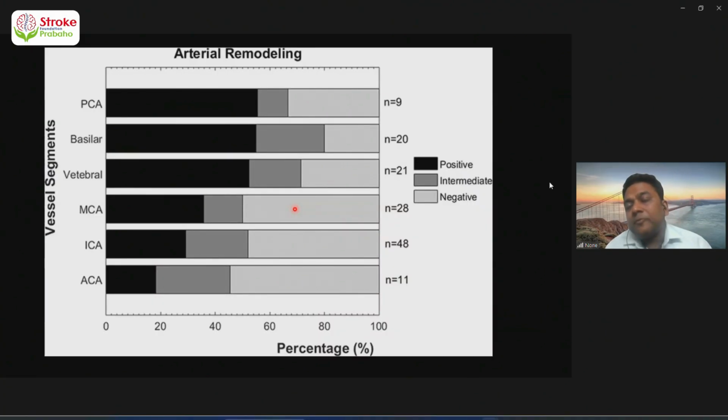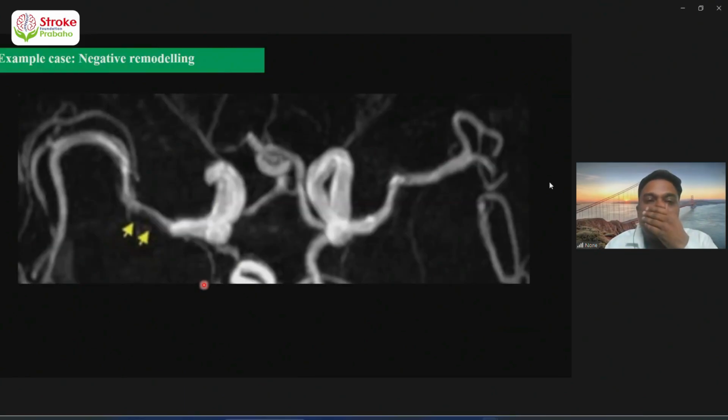So what is the type of remodeling? Is there a predilection to the circulation? If you see here, there is more positive remodeling in the posterior circulation and negative remodeling in the anterior circulation. As neurointerventionists, we need to know about this because in the anterior circulation, when we do balloon angioplasty in a negatively remodeled artery, the outer diameter itself is narrow compared to the reference site. So if you do more aggressive angioplasty, there's a risk of rupture of the vessel and leakage of hemorrhage.